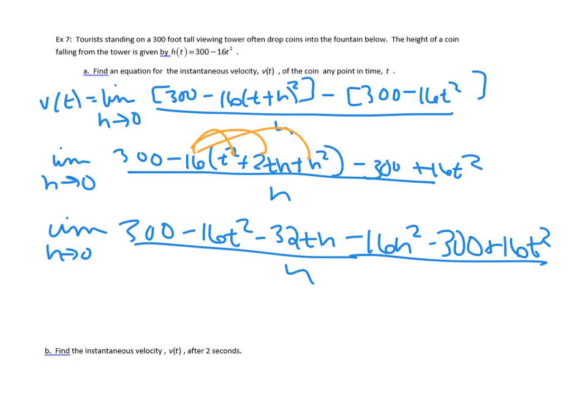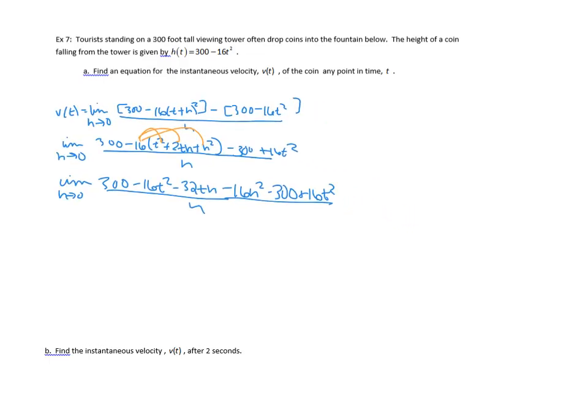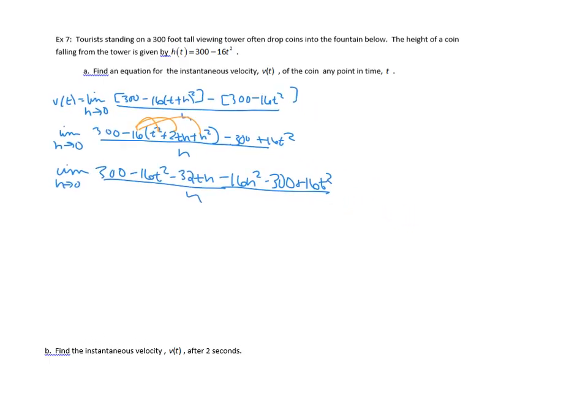Okay, so give me a second. I'm going to have to shrink this a little so that I have some more room. Okay. So now I have my limit as h approaches 0. The 16t squared will cancel with the minus 16t squared. The minus 300 goes with the 300. And I'm left with these two, both of which have an h.